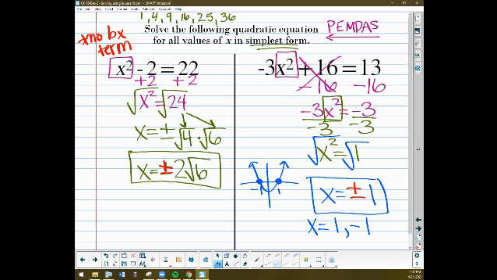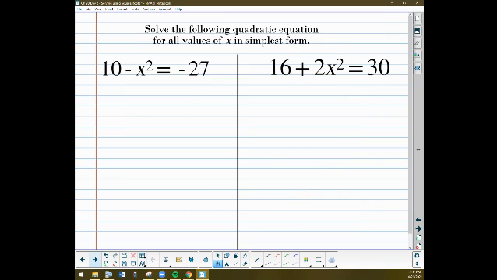Okay, notice that one had a couple more steps before I could take the square root. Let's keep building, make it a little bit more difficult. Like I said, it's just a lot of examples, a lot of practice, okay? I want to get the x squared part by itself. Reverse PEMDAS, is there anything I can add or subtract? Well, there's a positive 10 over here, so I'm going to subtract 10 from both sides. Those will go away, leaving me with negative x squared over there. Negative 27 minus 10 is negative 37.